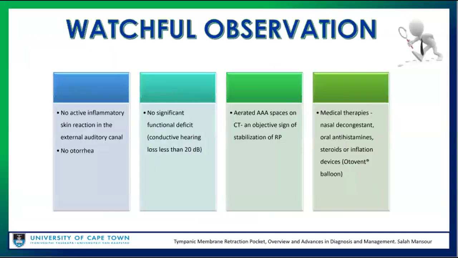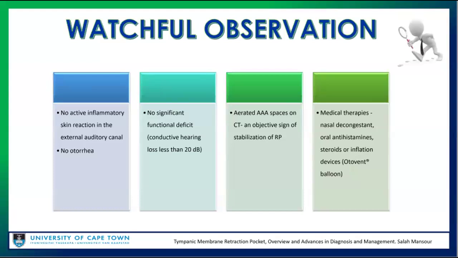Having a look at watchful observation. Watchful observation is best to take if there is no active inflammation, skin reaction in the external auditory canal, if there's no otorrhea, and if there's no significant functional deficit, that is a conductive hearing loss of less than 20 decibels. If the CT scan shows a well-aerated AAA space, this would mean that the retraction pocket is stabilized.